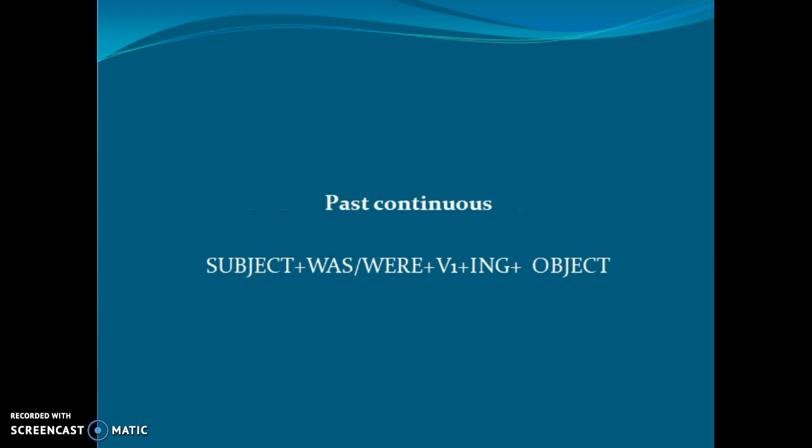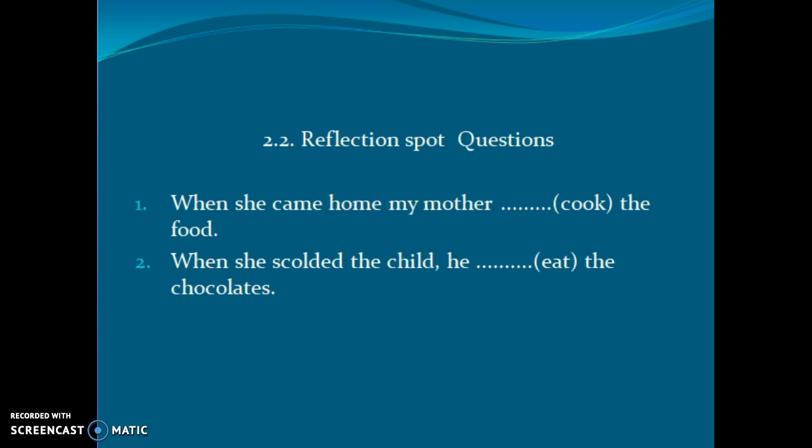The structure for this past continuous tense should be subject plus was or were plus V1 form of the verb. Then ing we have to put since it is in continuous form, and then we have to put object or predicate of the sentence. So here we normally get the doubt where we have to put was and where we have to put were. For singular subjects we have to put was, and for plural subjects we have to put were. Take 1 minute of pause here.